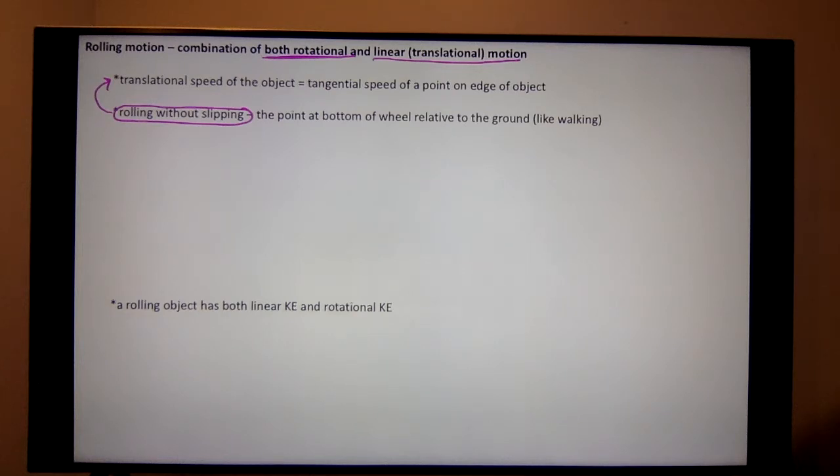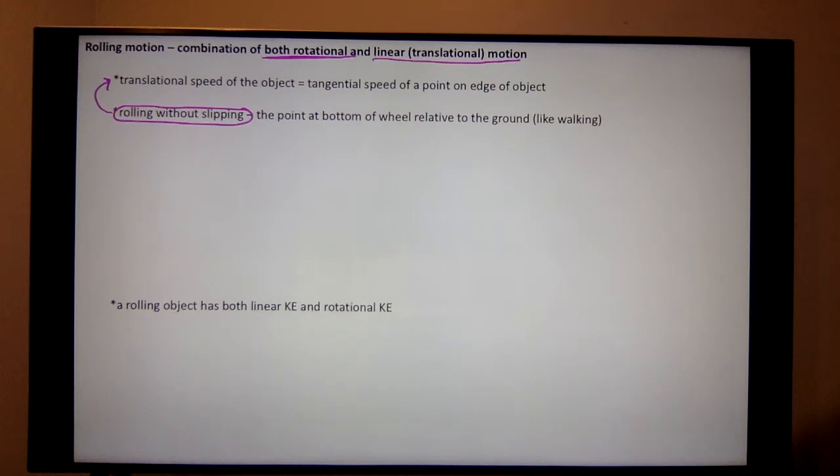where we have both a combination of rotational and translational or linear motion. The object is moving from one place to another, but as it does that, it is also rotating. We're going to be looking at a very particular type, which is rolling without slipping. This is the case where it's somewhat like walking. In the case of walking, I put my foot on the ground, my heel touches, and then I roll my foot forward as I take the step.